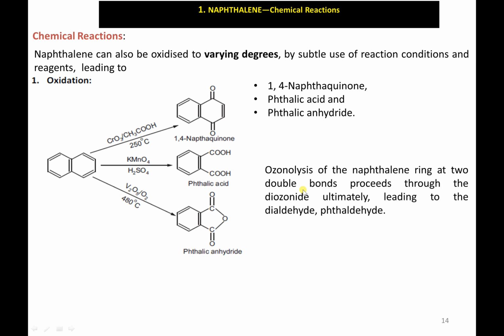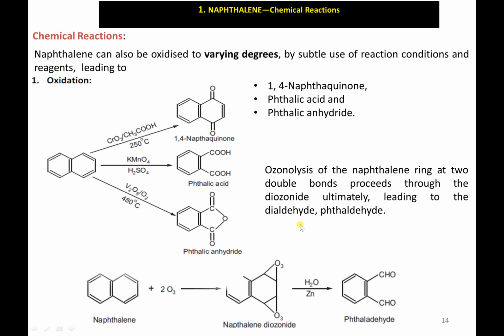There is another reaction called ozonolysis, which falls under the category of oxidation, and we have seen this in alkenes. Similar to alkenes, the 2 double bonds will get added with 2 ozone molecules. This is a monoozonide, then a diozonide, and then it breaks open to give you the carbonyl compound, this is the phthalaldehyde.